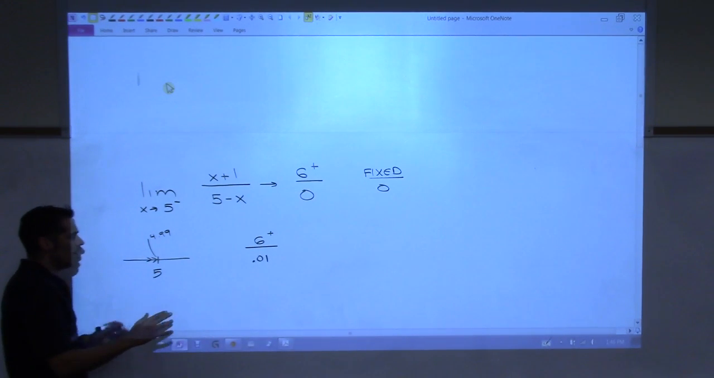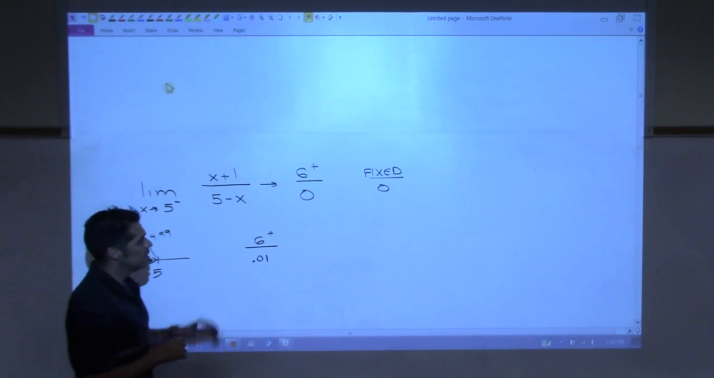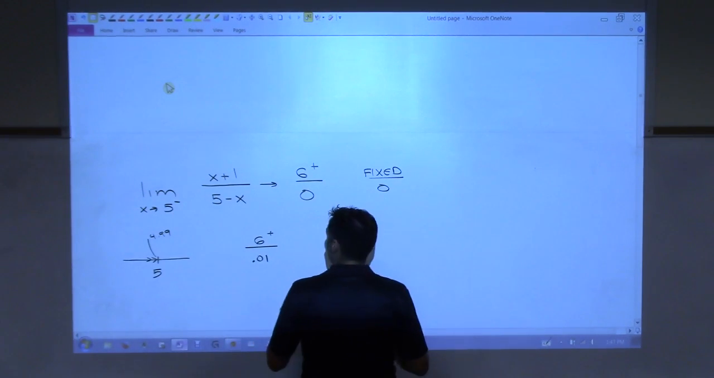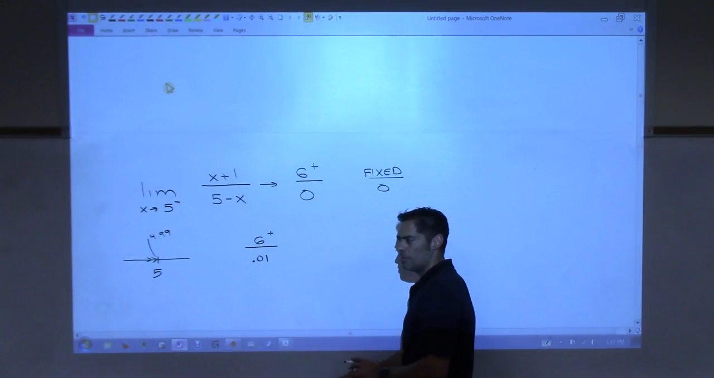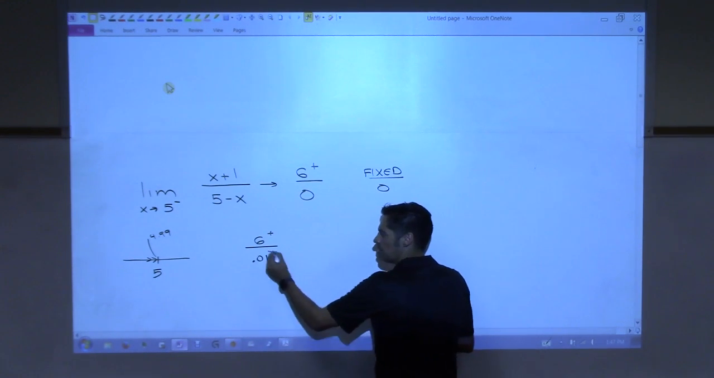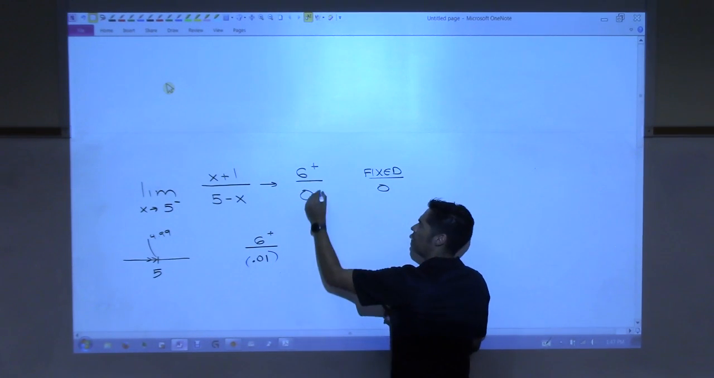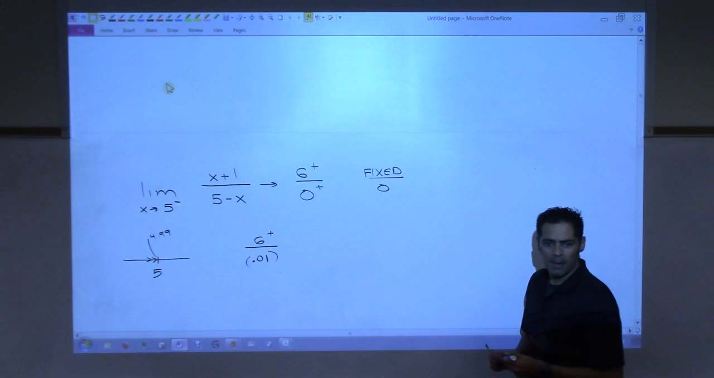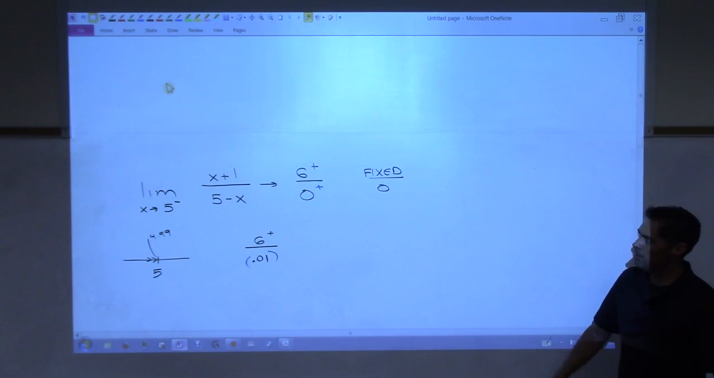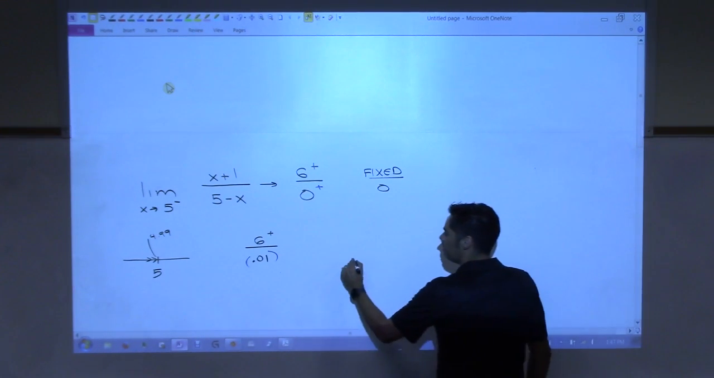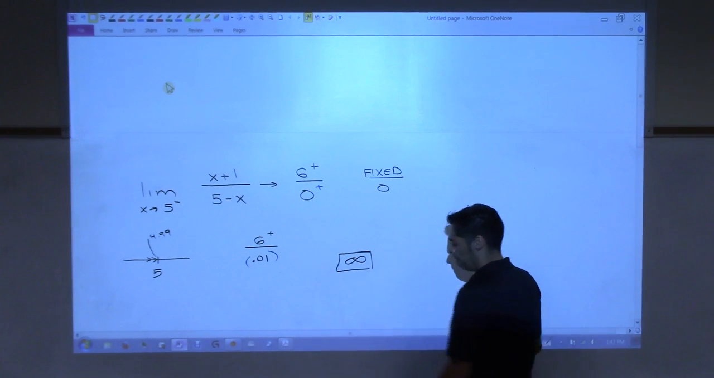And so no matter what, as I approach 5 from the left, the bottom is going to maintain the fact that it's what? What am I concerned about? That this thing is what? Positive, right? And that's a positive over a positive, which is positive. So the answer is positive infinity. Done.